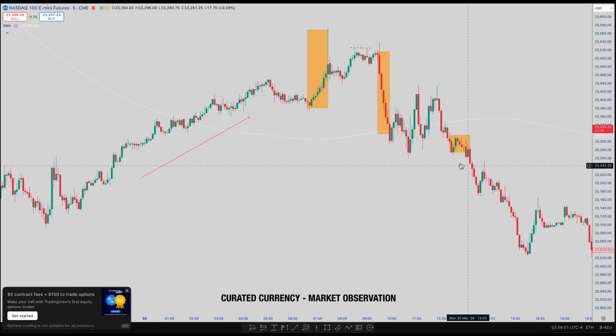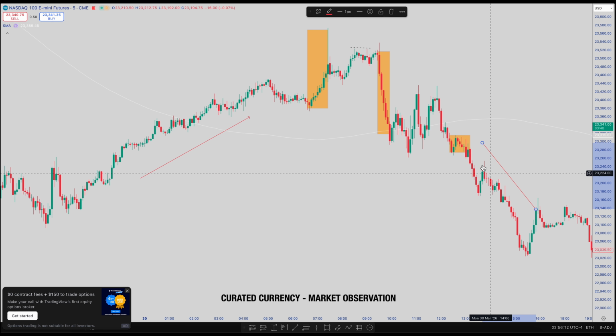From 13:30 into 1600, price continues lower with consistency. Lower highs persist, and each bounce to the upside fails. Now this represents trend continuation and overall completion.